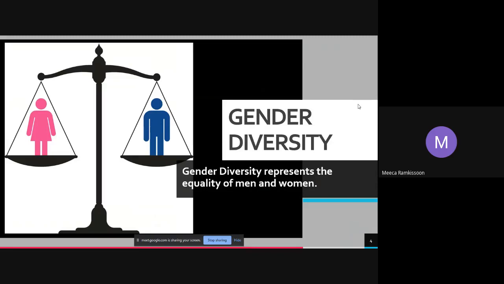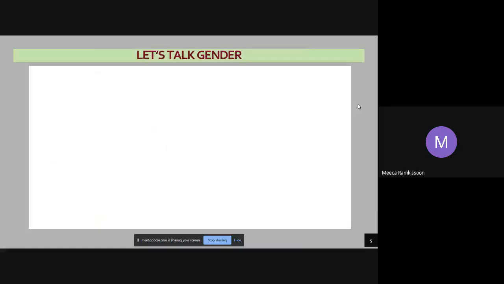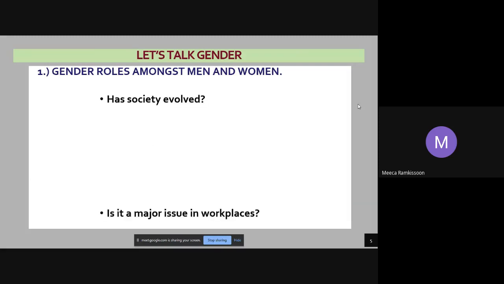I'm Mika Ramkisoon, and we're starting off understanding others with gender diversity and how it impacts how a child will act or react in social environments. Gender diversity represents the equality of men and women, each recognizing each as balanced equals.